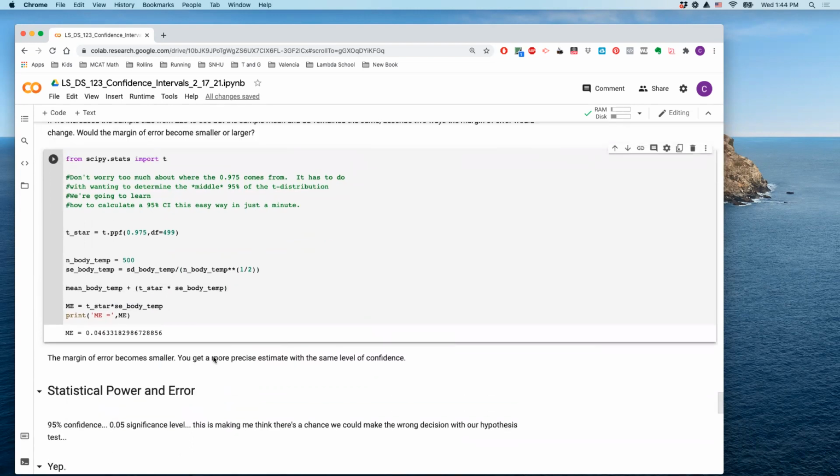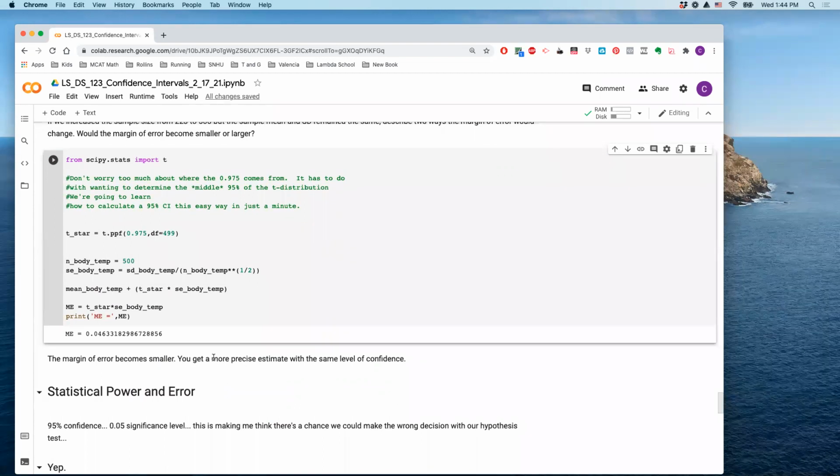Okay, so now I've got a new margin of error. My old margin of error was about 0.07. If everything stayed exactly the same, but I increase my sample size, I get a smaller margin of error.